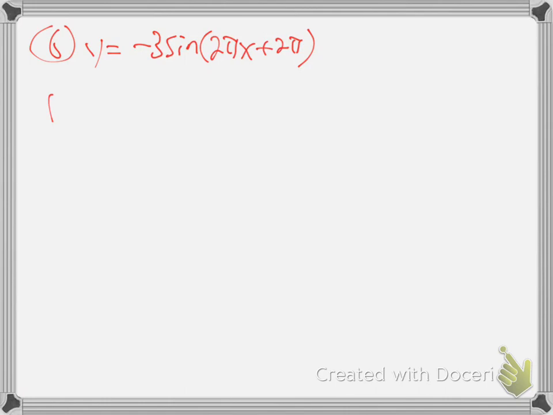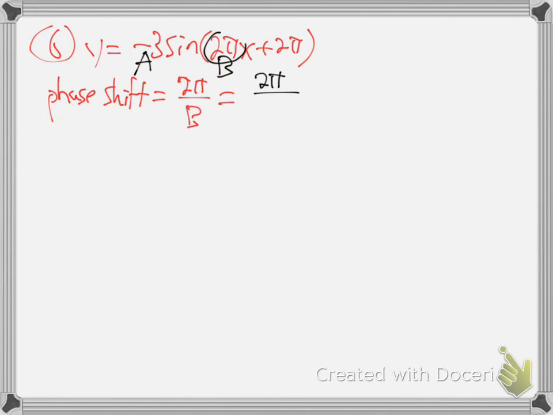Okay, so start with the period: 2 pi over B. What's B? This is, again, A. B is the 2 pi, C is the other 2 pi. 2 pi over B, 2 pi over 2 pi, 1. So the phase shift is 1. Not phase shift, I mean the, why did I write phase shift? That was supposed to be period. Sorry guys, I'm just losing my brain today. Period is 2 pi over B. So the period is 1.